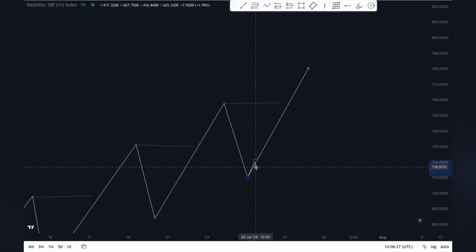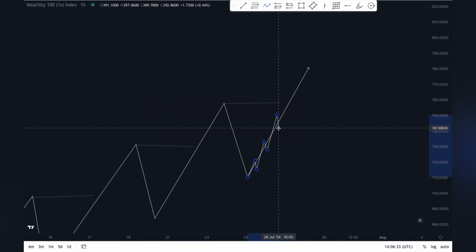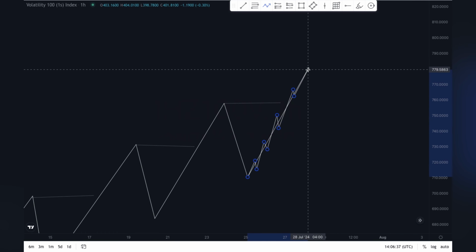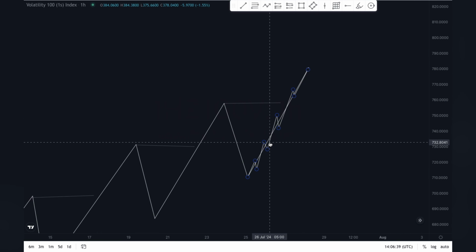A series of impulses and corrections, or a series of accelerations and pullbacks on that particular impulse. Every impulse has this in it. If you don't see it on the particular time frame you're looking at, if you switch to a lower time frame, you're going to find pullbacks on an impulse.